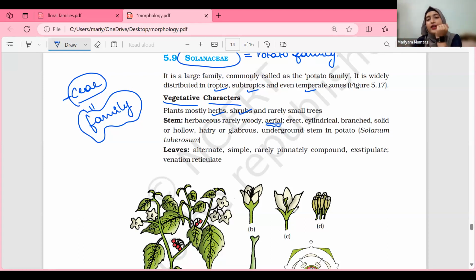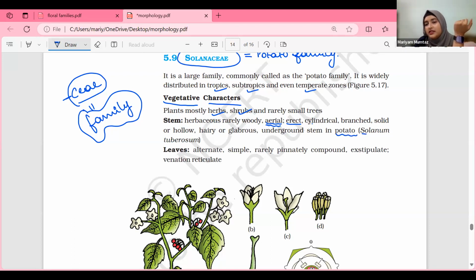Do you understand the meaning of erect? Straight, upright. Yes, very good. So the stem is first of all herbaceous, then it is aerial, erect, cylindrical, and branched. Sometimes hairy or glabrous. Hairy stems are also there. And then there is an underground stem also, such as in potato.